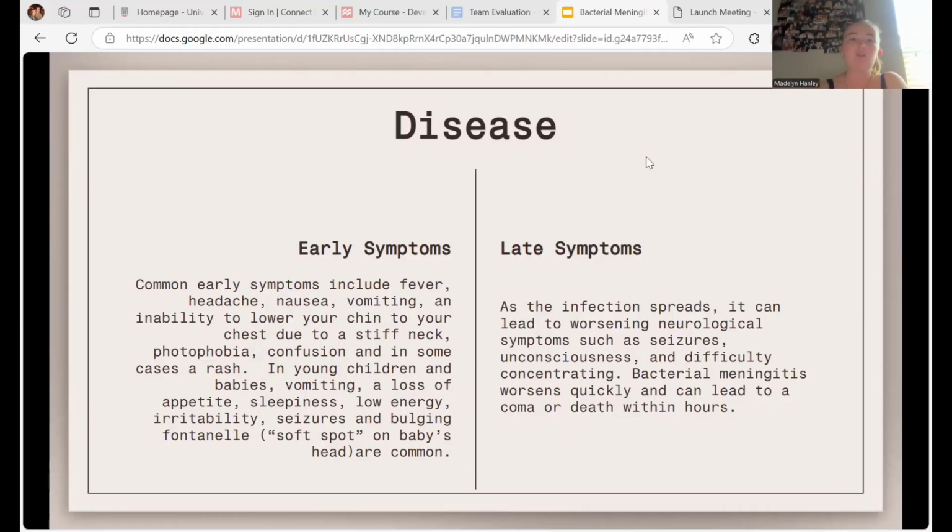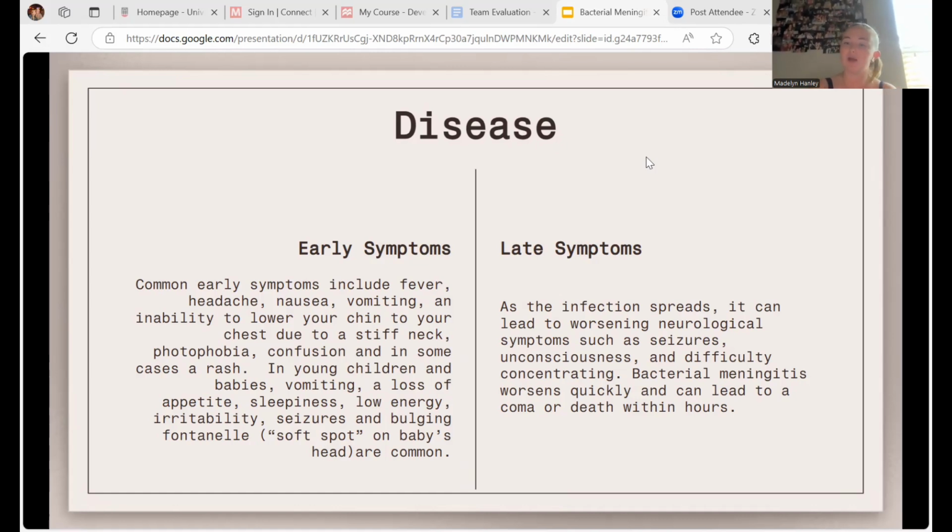For bacterial meningitis, some common early symptoms include fever, headache, nausea, vomiting, an inability to lower your chin to your chest due to a stiff neck, photophobia, confusion, and in some cases, a rash. In young children and babies, vomiting, a loss of appetite, sleepiness, low energy, irritability, seizures, and bulging fontanelle, a soft spot on the baby's head, are common.